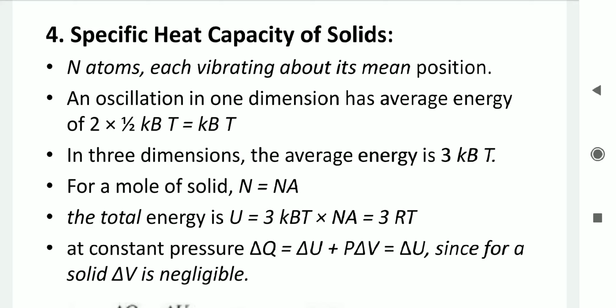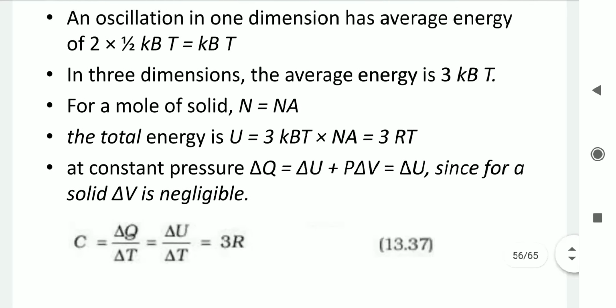So here at constant pressure, delta Q would be equal to delta U plus P delta V. Here delta V, the change in volume, is negligible in the solid. It remains constant in its shape and size. So here delta V is neglected. So delta Q is nearly equal to delta U. So C equal to delta Q by delta T, that is delta U by delta T. It will give you 3 R.